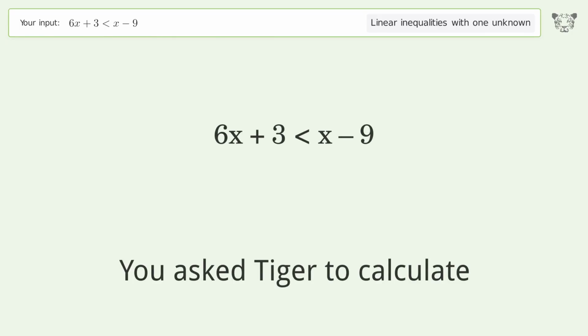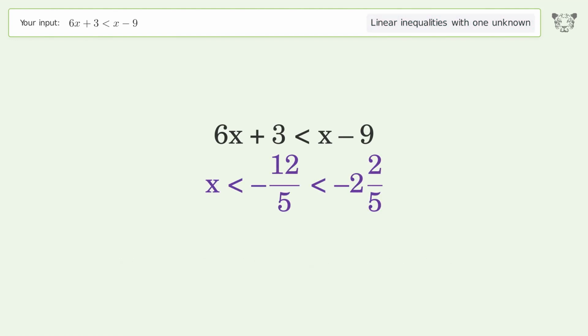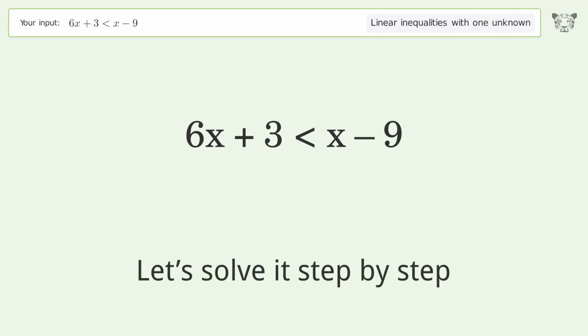You ask Tiger to calculate. This deals with linear inequalities with one unknown. The final result is x smaller than -12/5 smaller than -22/5. Let's solve it step by step.